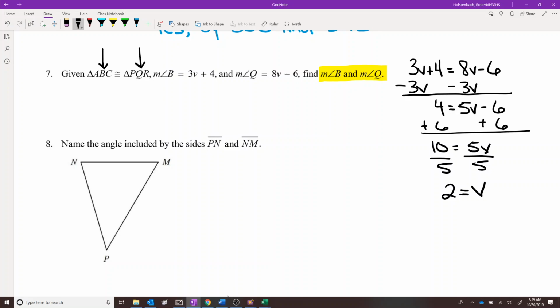So again, you can substitute into either expression. So I'm going to take the 8 times 2 minus 6. And 8 times 2 is 16, minus 6. 16 minus 6 equals 10. So the measure of those two angles is 10.